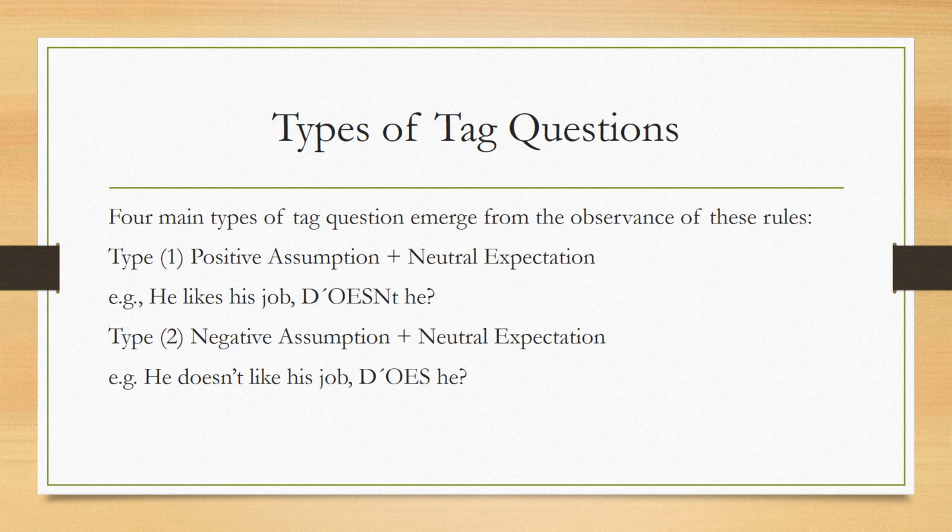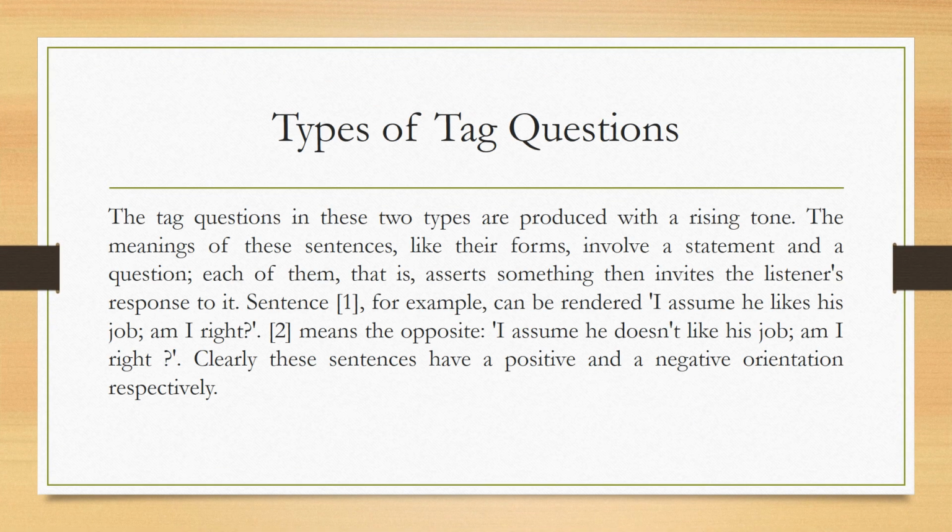So for example, he doesn't like his job, does he? You see here we put the rising tone again on the auxiliary, and here the speaker is actually asking a real question because the speaker needs an answer, and is not expecting a particular answer. The answer to such a question can be either yes or no. That's why we say that this question is of a neutral orientation. So the tag questions in these two types are produced with a rising tone.